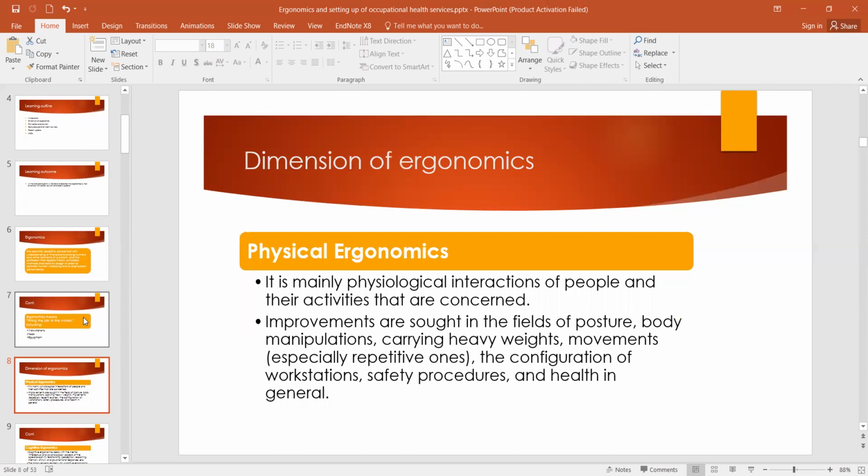There are three dimensions of ergonomics: physical ergonomics, cognitive ergonomics, and organizational ergonomics. First, we look at physical ergonomics. It is mainly concerned with the physiological interaction of people and their activities. Improvements are sought in the fields of posture, body manipulation, carrying heavy weights, movement, the configuration of workstation, safety procedures, and health in general.